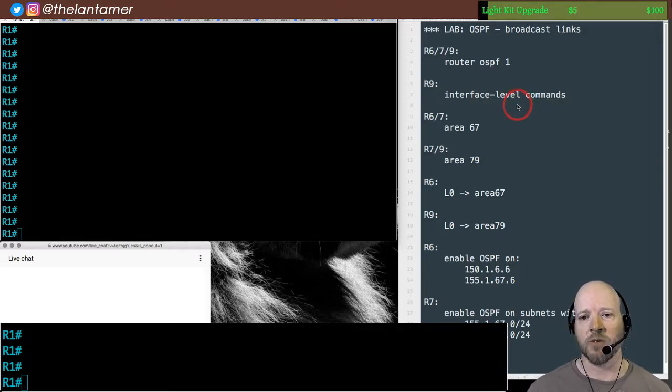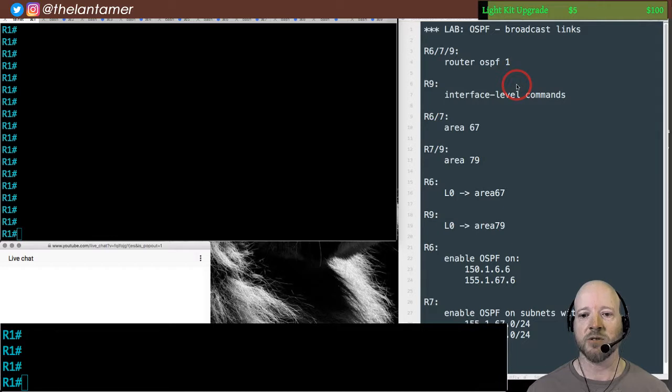As we know with OSPF, at least with IPv4, you can configure a lot through the router process itself, router OSPF 1, underneath the router configuration context. Or we can do strictly, or a lot of it strictly, under the interface level commands. So it's going to mix those up a little bit.